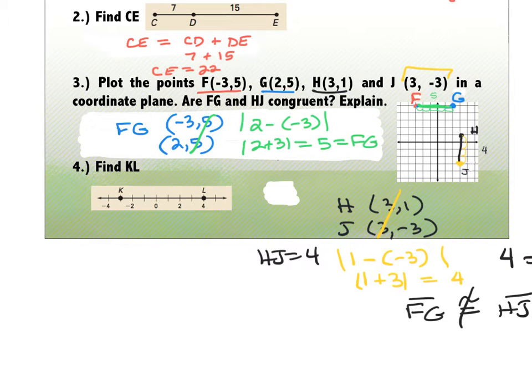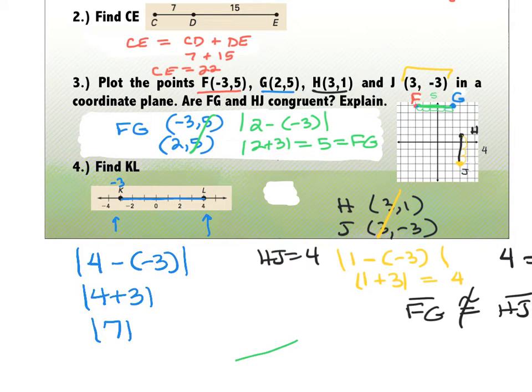However, if you're given a coordinate plane and they're already graphed for you, you can count the units. So then number 4, notice segment KL here is on a number line. So to do this, I can do big minus small. L is at 4. K, notice there's no number here, is sitting at negative 3. So 4 minus negative 3 becomes 4 plus 3. I get 7. So the length of KL is 7.